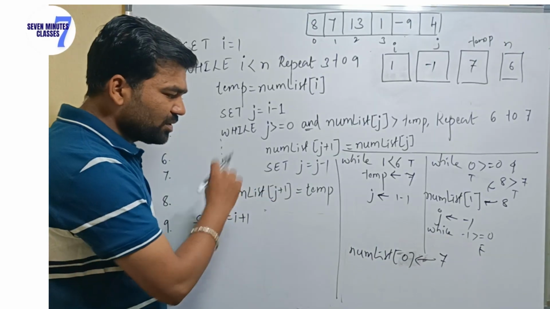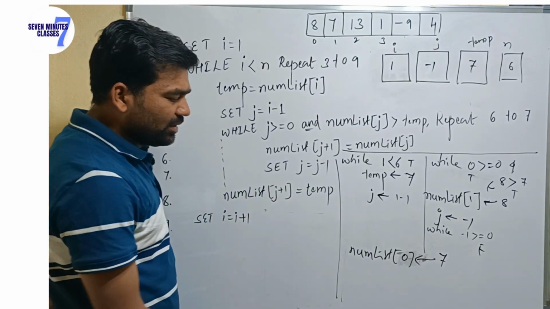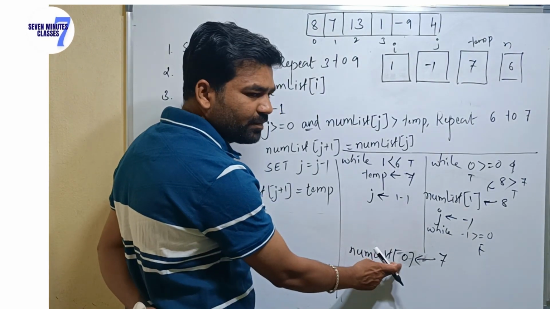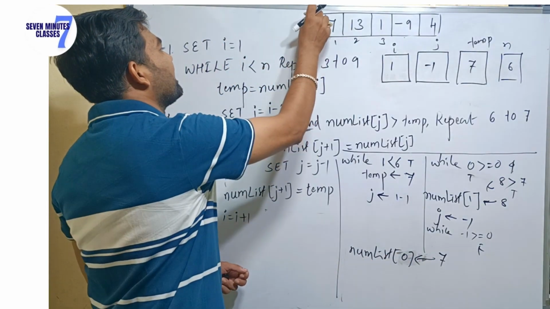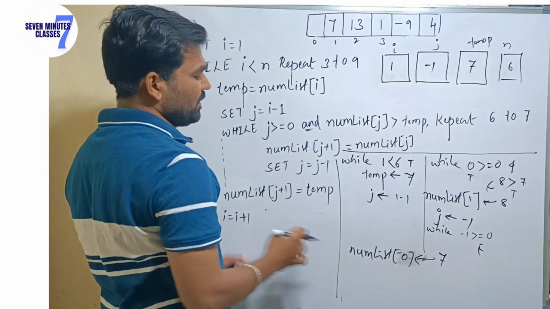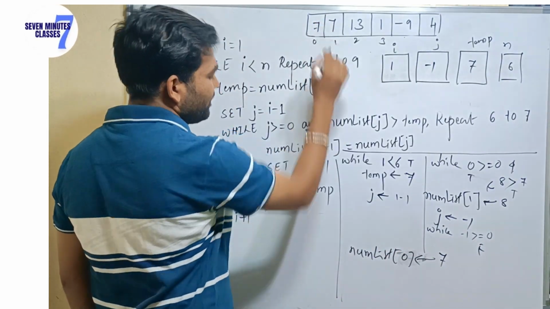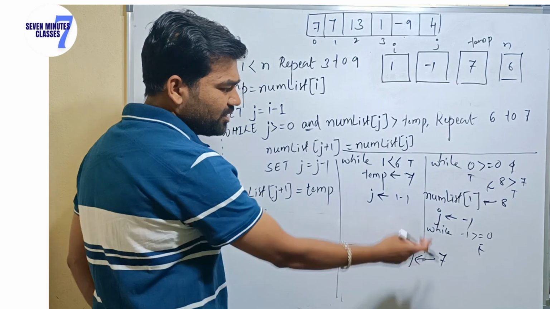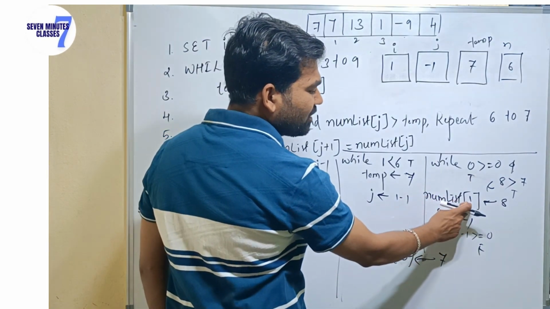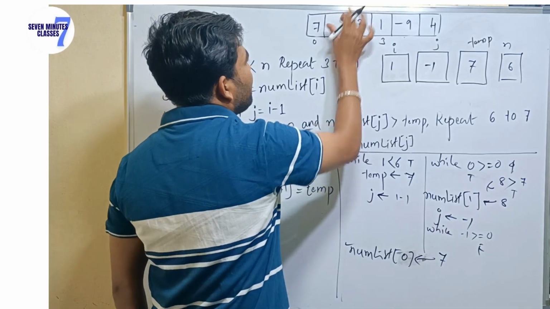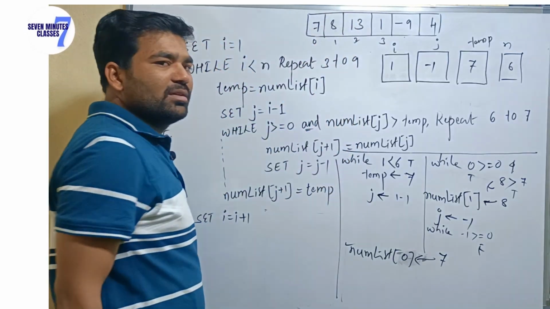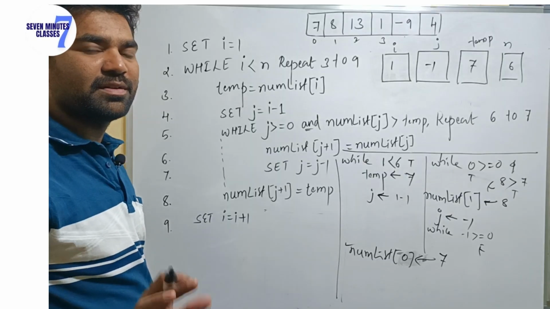You carefully observe this one. Then what is the value that is stored in num list of 0? That is 7. So what was the value in num list of 0 earlier? It was 8. So now 8 is replaced by 7. So this is done. Now observe this one. Num list of 1, the value 8 goes to this, so 7 is replaced by 8. This is what happens in the first pass.